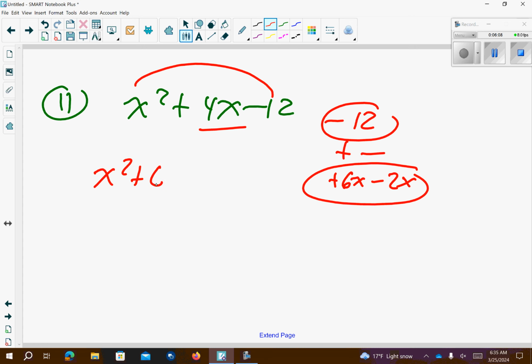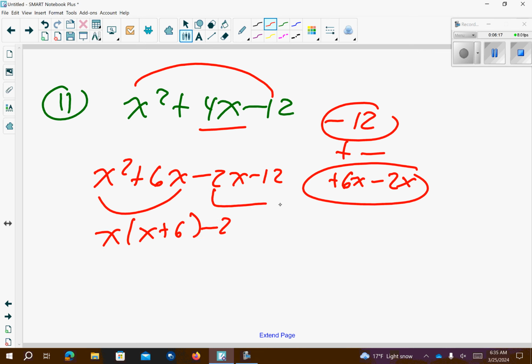So I get x squared plus 6x minus 2x minus 12. Factor an x out. Factor a negative 2 out. Change the signs. So I'm going to get x plus 6 and x minus 2.